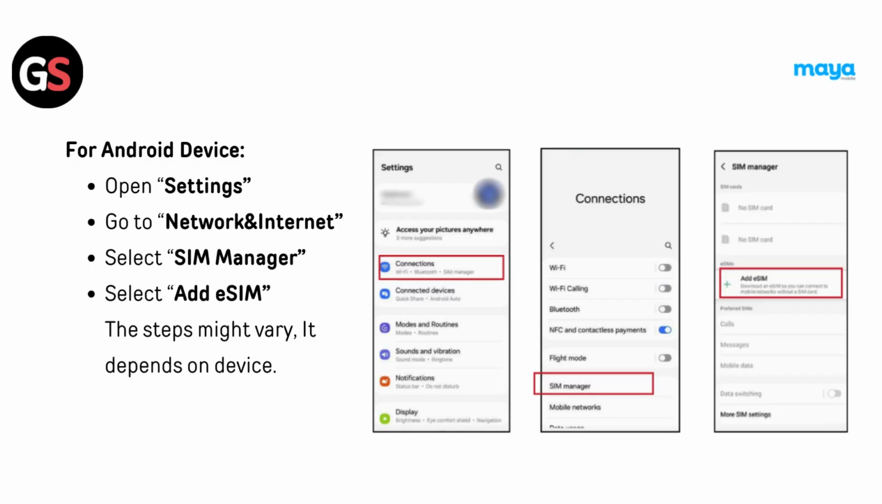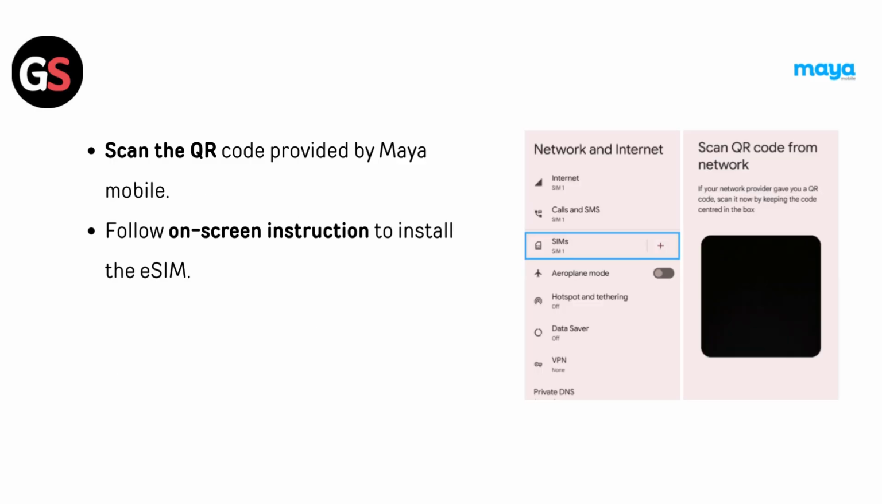For Android devices, open Settings, go to Network and Internet, select SIM Manager, select Add SIM. The steps might vary, it depends on the device. Scan the QR code provided by Maya Mobile. Follow on-screen instructions to install the eSIM.